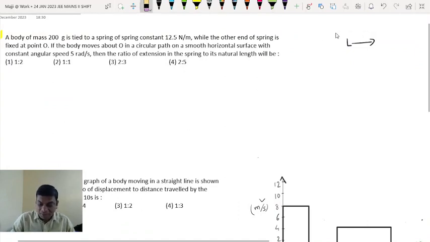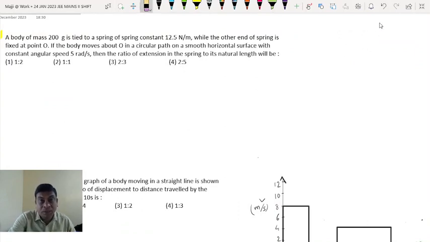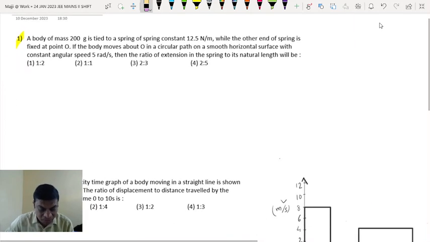Today I have come up with around three questions from mechanics. These questions have been picked from the second shift, or the afternoon shift, of 24 January 2023 JEE Mains exam. So let us discuss one by one. First question you can see.